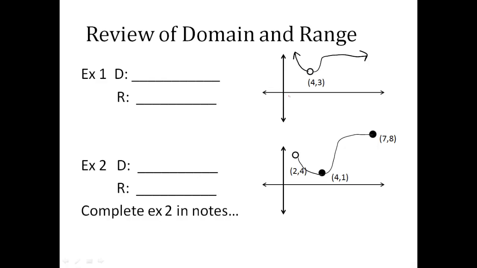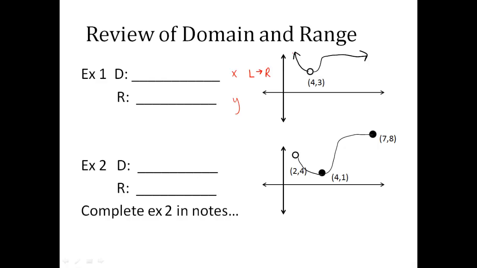Okay, so in example 1, we're looking at the domain and the range of this function. If you remember, for domain, that's your x values, and for range, that's the y values. And with x values, we always look from left to right. What are the two extremes and other points involved?